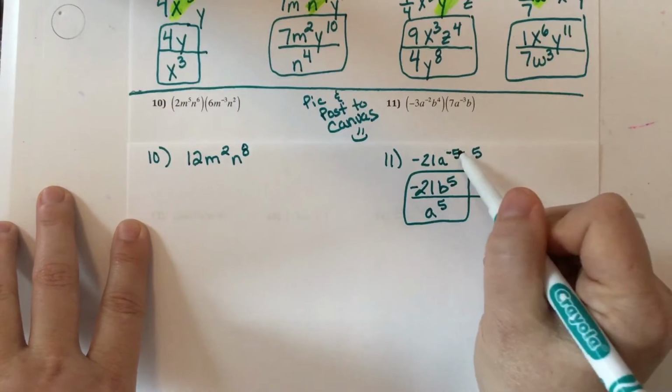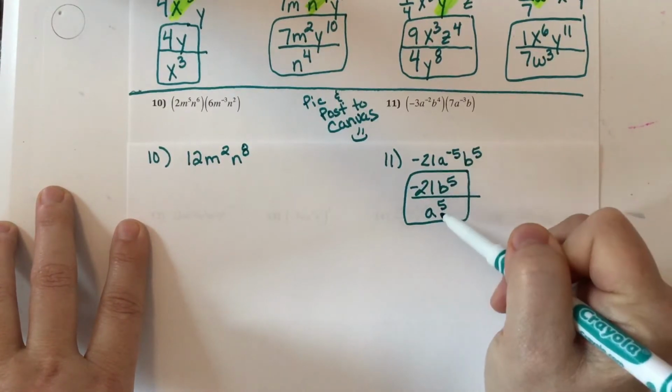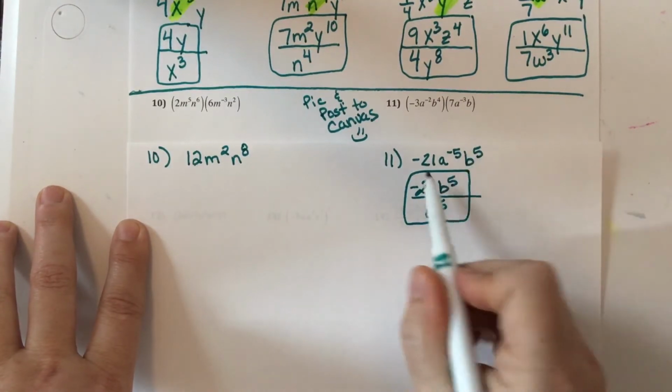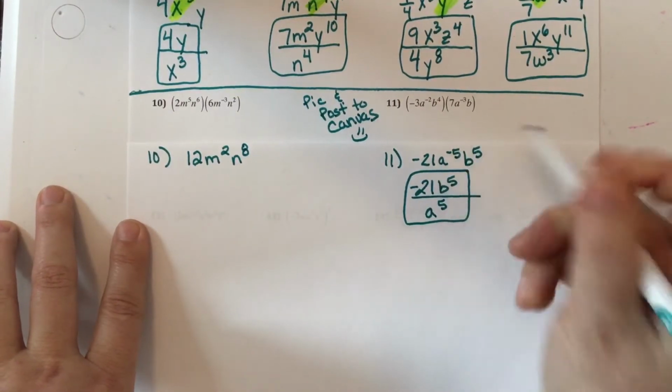And remember, if something has a negative exponent, you have to move it. So that's why the A moved to the bottom. And when you move it, the exponent switches to positive. Do not move negative numbers. Move things with negative exponents.